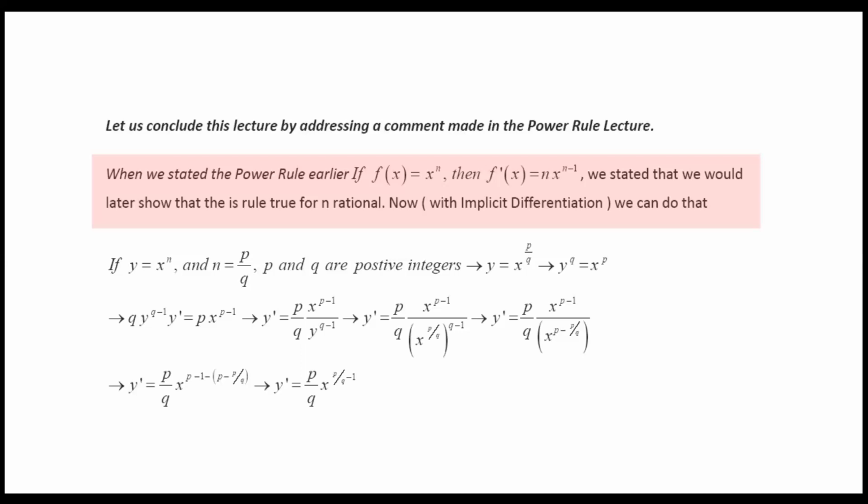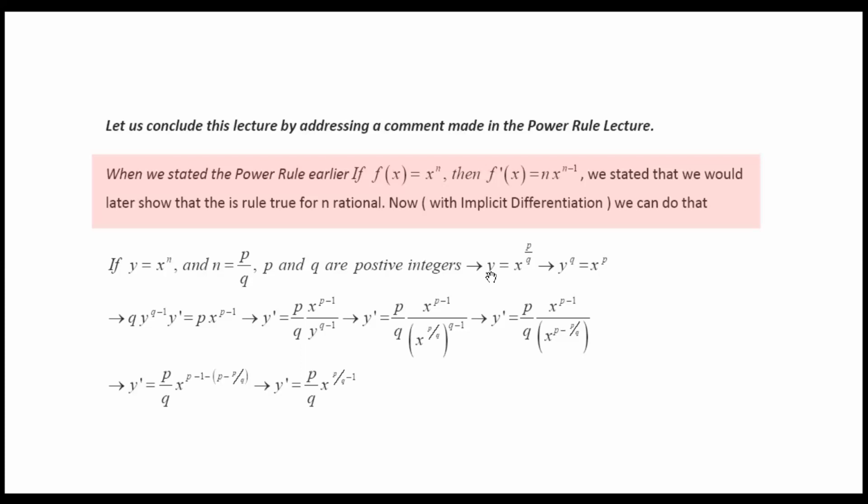So let's consider y equals x to the n, where n is a fraction. That is an integer over an integer, a rational number, p over q, where p and q are positive integers. So that means we can write y equals x to the n as y equals x to the p over q. Okay. Now what we're going to do next is raise each side of the equation to the q power.